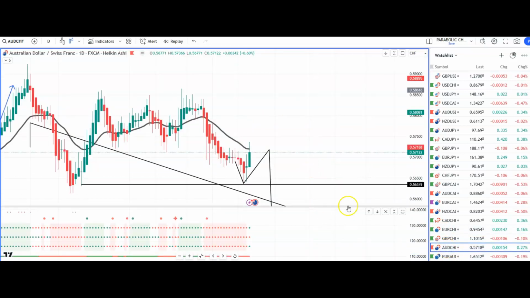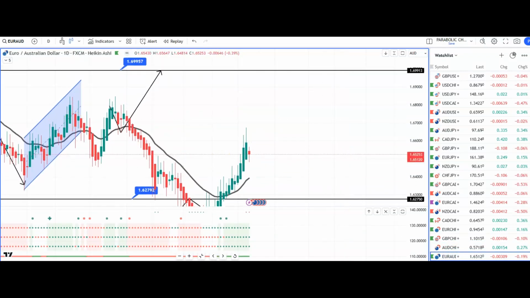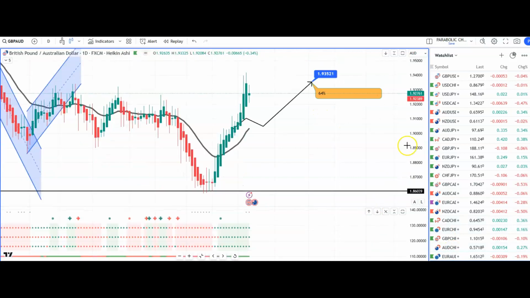Aussie Swiss is now no longer parabolic. Euro Aussie is parabolic to the upside. Any kind of pullback is going to generate some buyers coming in, especially at liquidity. So look out for that during the week. Target 169.90.